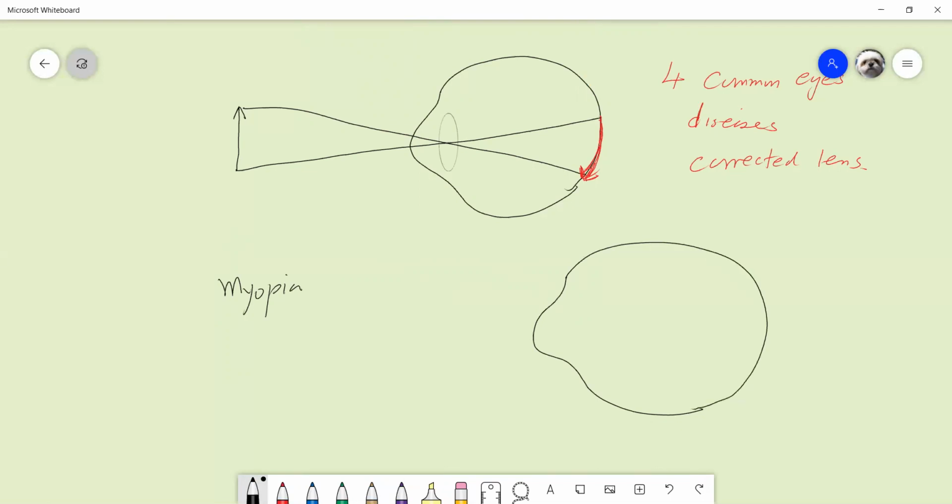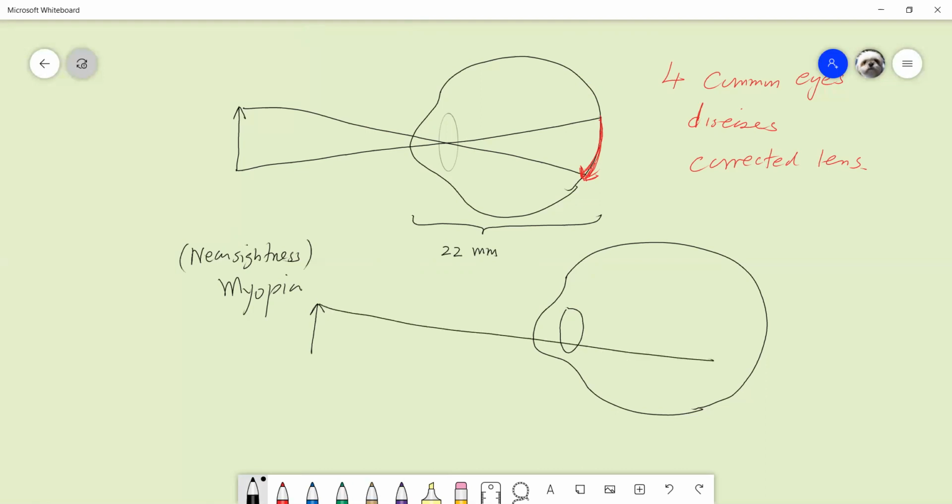Now, believe it, if you're a normal size adult, the length here is about 22 millimeters, I think my optometrist told me. Now, if you have myopia, another name for myopia is nearsightedness, then what happens? Since your eyeball is elongated, what happens is the image. Okay, I did not draw it right.